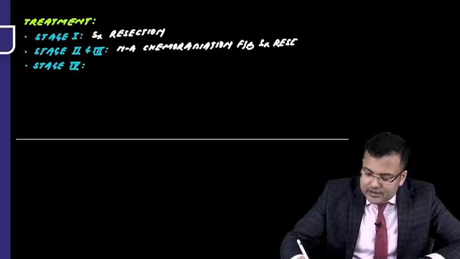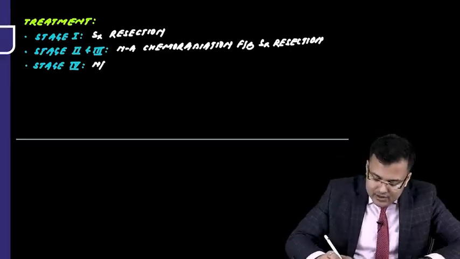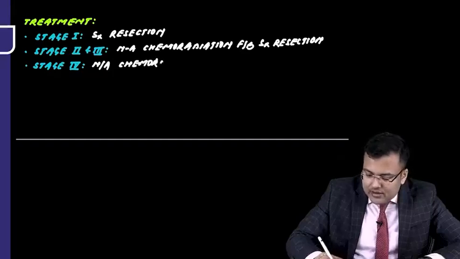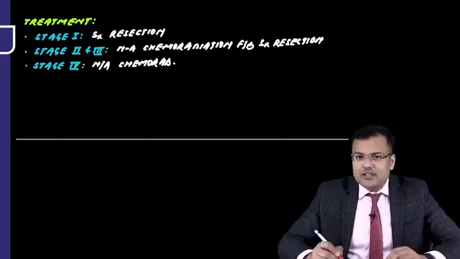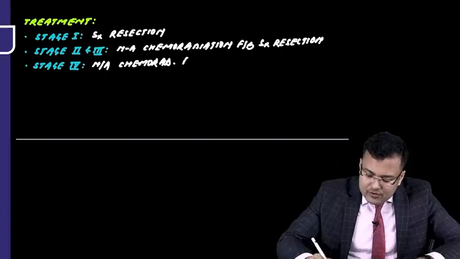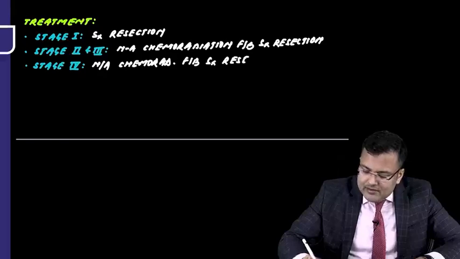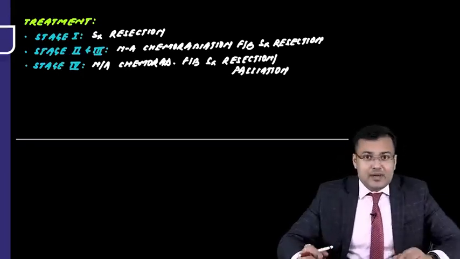And for stage 4 also, we go for what? Neoadjuvant chemoradiation. Clear? After neoadjuvant chemoradiation, if it's possible, we can go for surgical excision. If it's not possible, we can go for palliation, followed by surgical resection if possible. And if surgical resection is not possible, we go for what? Palliation. So this is how we manage the patients of carcinoma rectum.